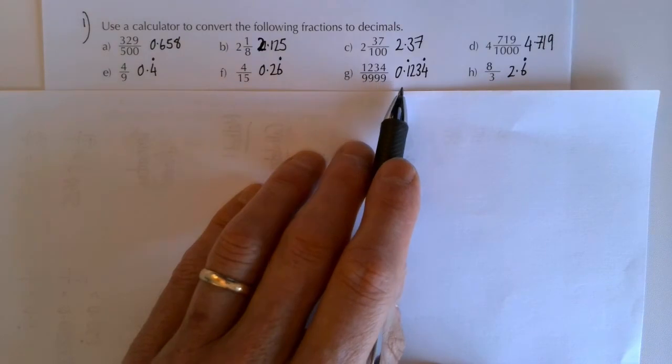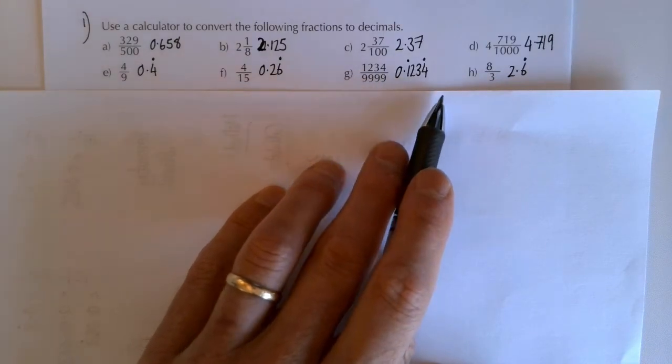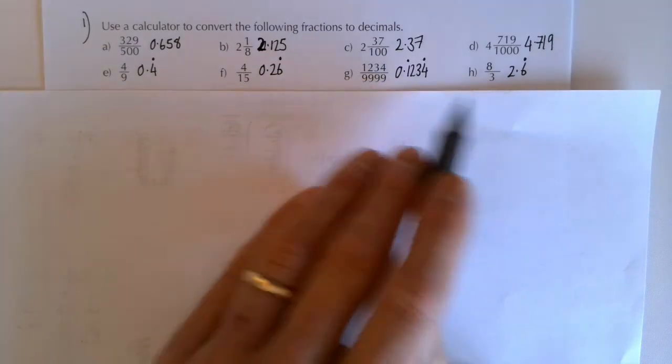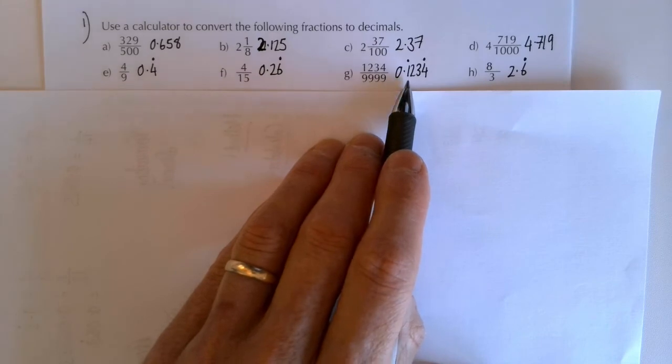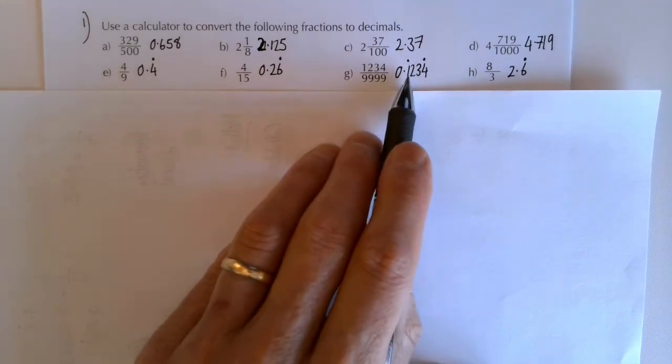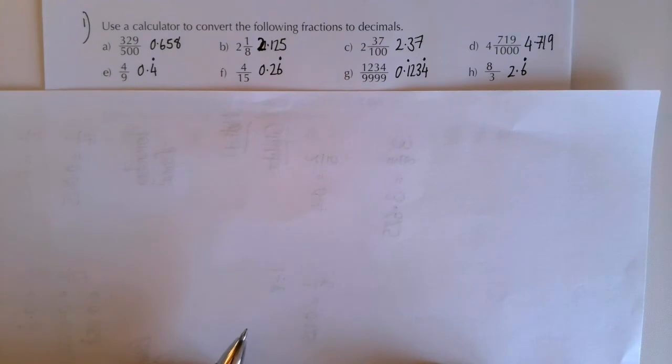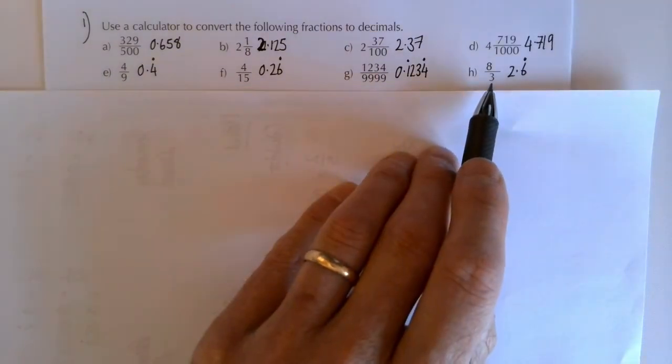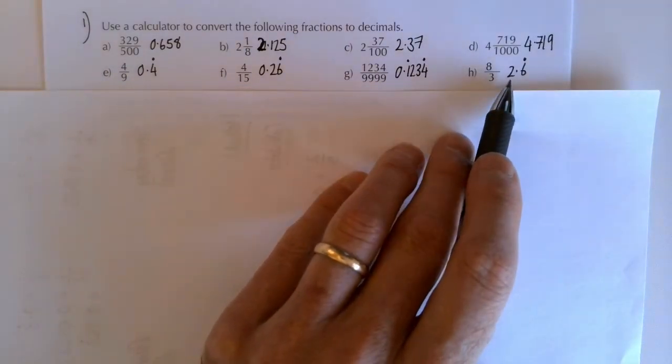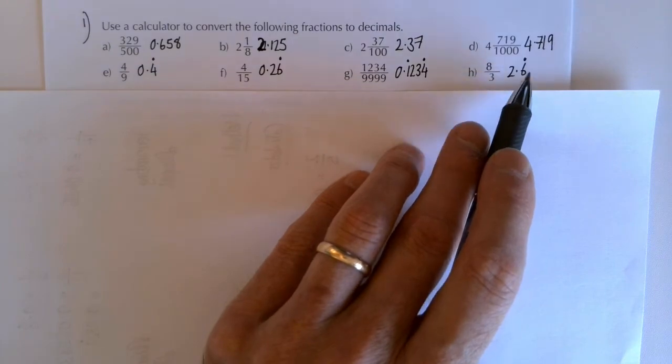This is a great one. You get 0.1234, 1234, 1234, 1234. So that's a dot over the 1 and a dot over the 4. You mark the beginning and the end of the recurring pattern. And then 8/3, top of your fraction, calculator still deals with it. That's 2.6 recurring.